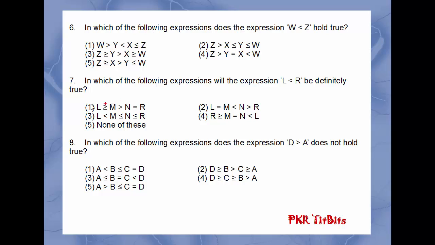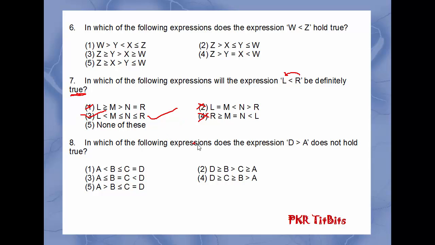Coming to the next question: in which of the following expressions will the expression L less than R definitely be true? You have to be careful with the question because sometimes it will be a false condition. Starting from R, we have to reach L. So R to N, N to M. This is a wrong option. R to N, this is also a wrong option. R to N, N to M, M to L. This is the right option. R to M, M to N, so we are stuck here. So this is also not an option. So our final answer is option 3.